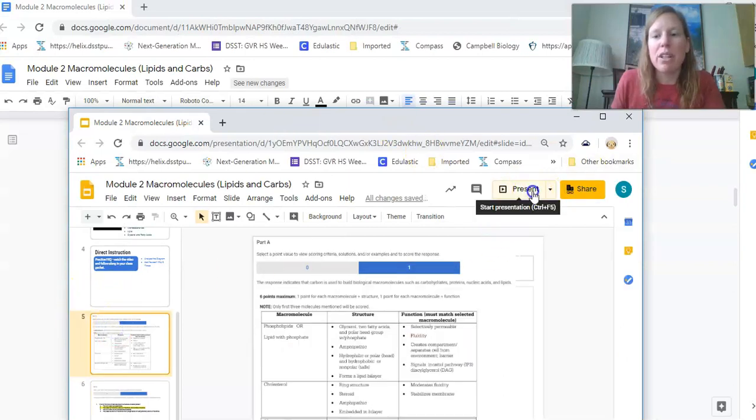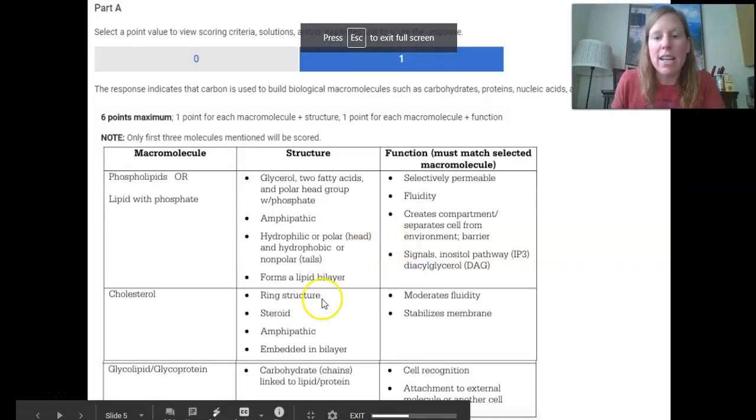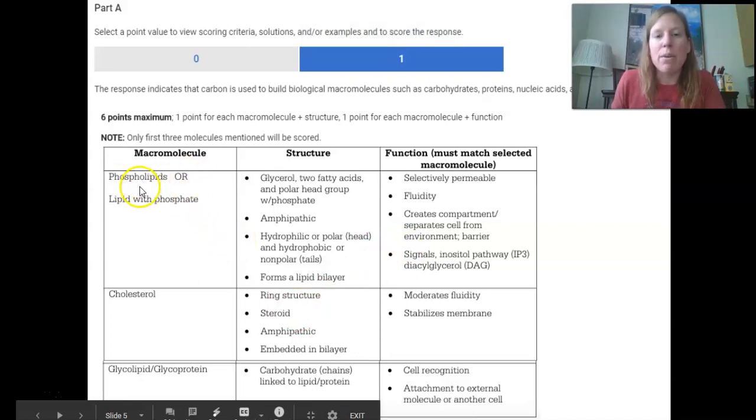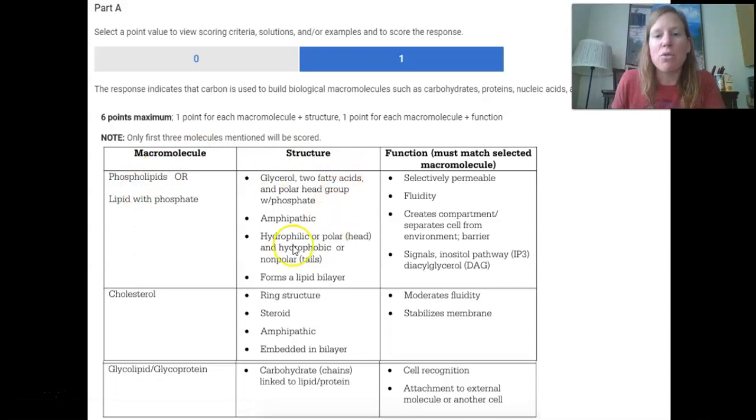So this time we're going to look at the rubric for this question. You should have said phospholipid is the macromolecule, and then the structure. You want to mention something about its head and tail, likely, and then you want to think about what it does, like selectively permeable, or creating structure around a cell.